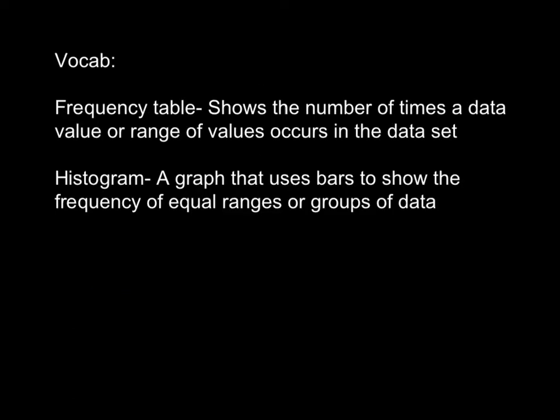Two vocab words. A frequency table shows the number of times a data value or range of values occurs in the data set. And a histogram is a graph that uses bars to show the frequency of equal ranges or groups of data.